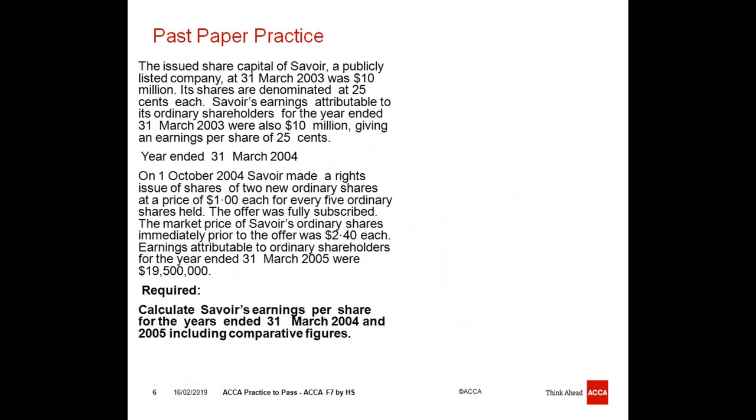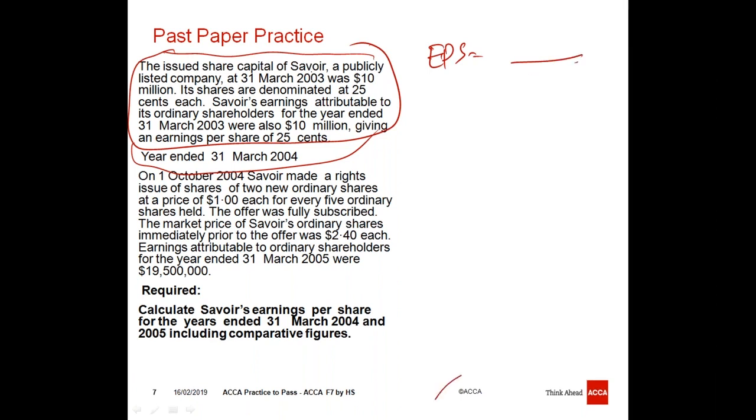So let's move on to the first question. All of you are required to calculate the EPS. Earnings per share. The issued capital of Savior, a public limited company, at 31st March 2003 was 10 million, and its shares are denominated at 25 cents each. Savior's earnings attributable to its ordinary shareholders for 31st March were also 10 million. So the profit or earnings is 10 million. What should be the value of the denominator which gives the EPS of 25 cents?